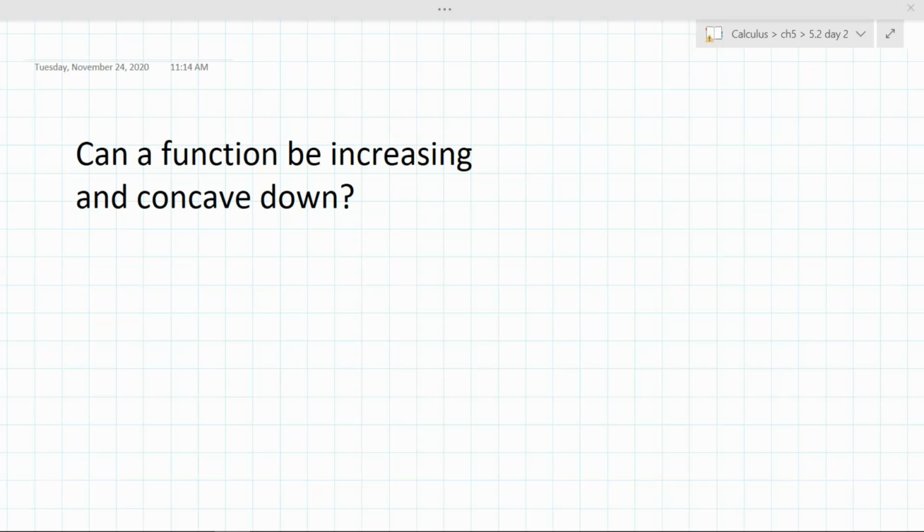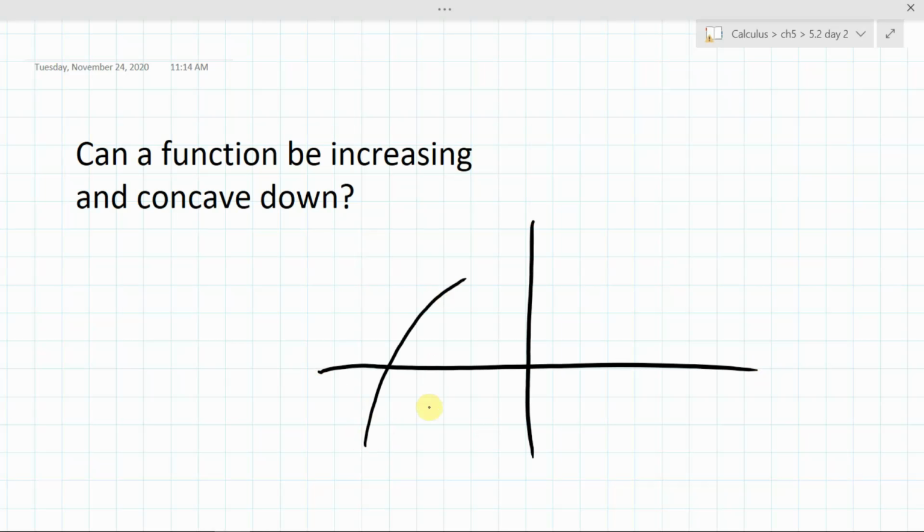This was the attendance question for today. Can a function be increasing and concave down? You should have said yes, absolutely. This is definitely possible. When we think about a graph that might behave like that, I have to draw something that's increasing. There are a couple of ways I can draw things that are increasing.